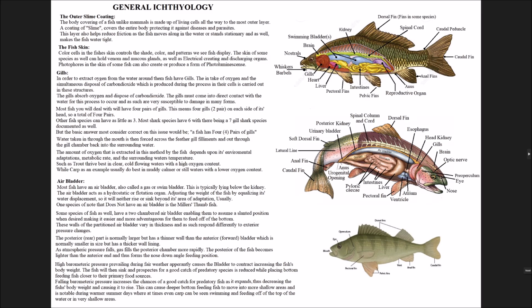Gills. In order to extract oxygen from the water around them, fish have gills. The intake of oxygen and the simultaneous disposal of carbon dioxide, which is produced during this process by their cells, is carried out in these structures. The gills absorb oxygen and dispose of carbon dioxide. The gills must come into direct contact with the water for this process to occur, and as such are very susceptible to damage in many forms.